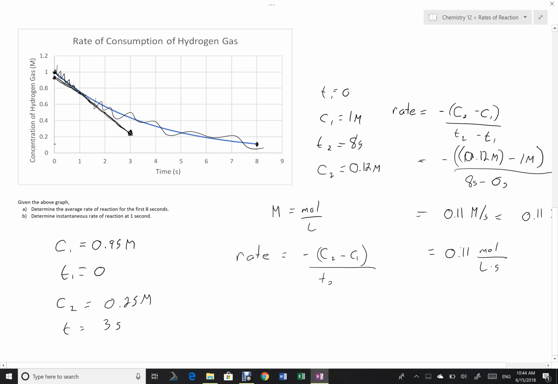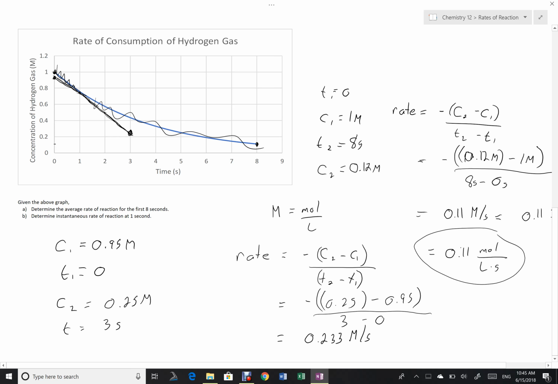So the rate is equal to the negative C2 minus C1 on T2 minus T1, where this time we're taking points off of our tangent. So negative 0.25 minus 0.95, 3 minus 0 on the bottom. So 0.95 minus 0.25, all divided by 3. I get a rate of reaction of 0.233 molarity per second. Not surprising, this is a little bit bigger than my average rate.